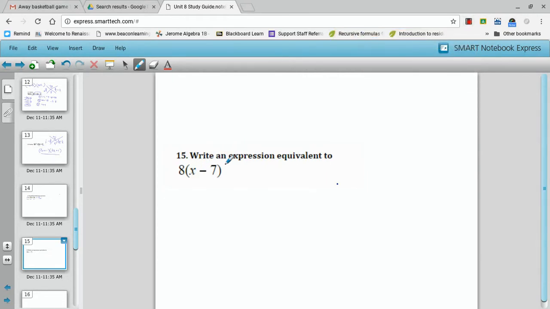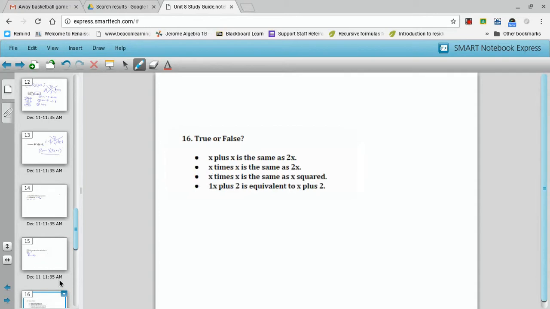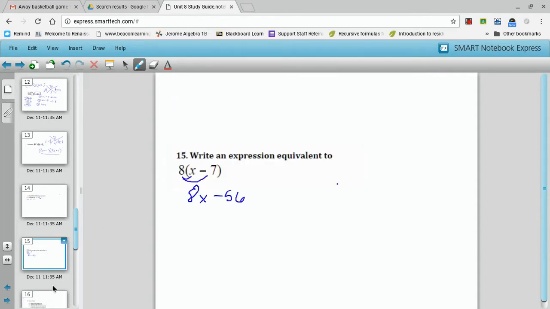Okay, and the next one, number 15, write an expression equivalent to 8 on the outside, parentheses, x minus 7. We're going to distribute. 8 times x, 8x. 8 times a negative 7 is a negative 56. No like terms to combine, so your answer is 8x minus 56. Don't forget, pause the video, go back if you need to.